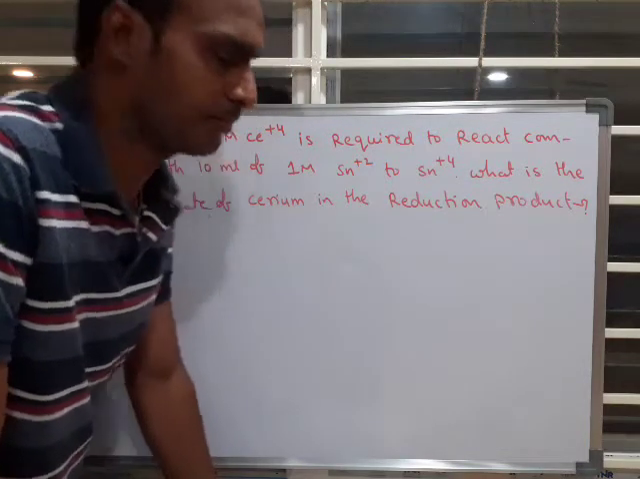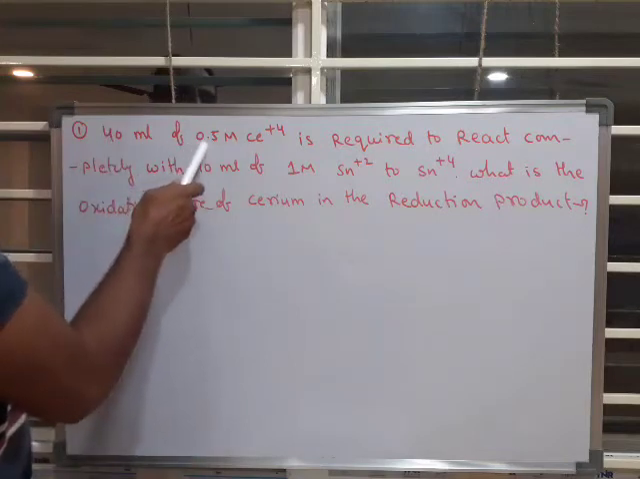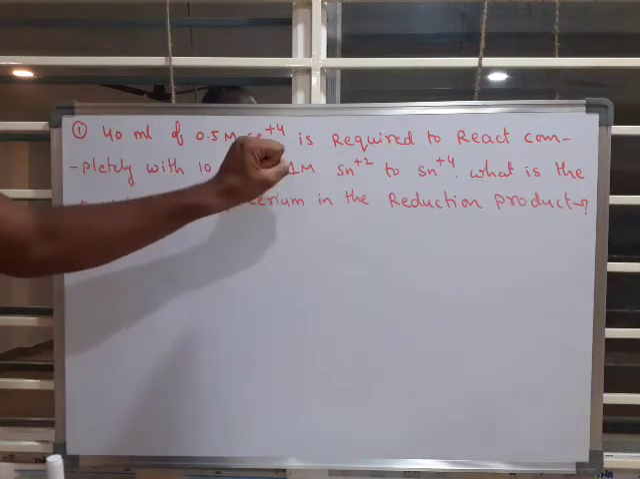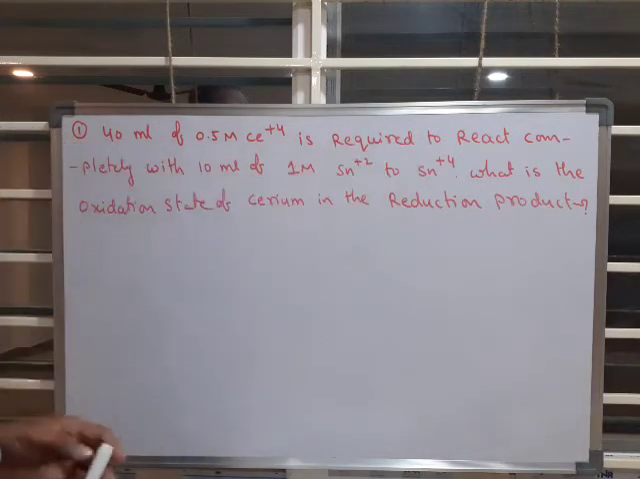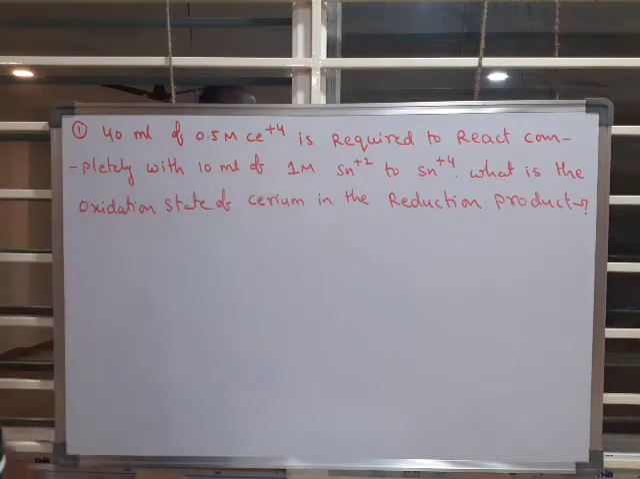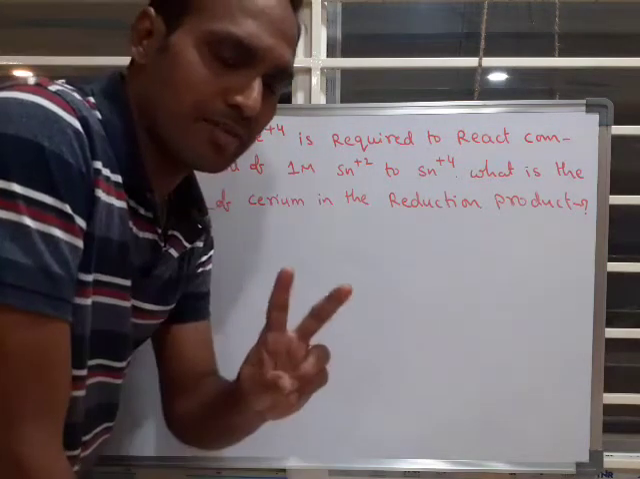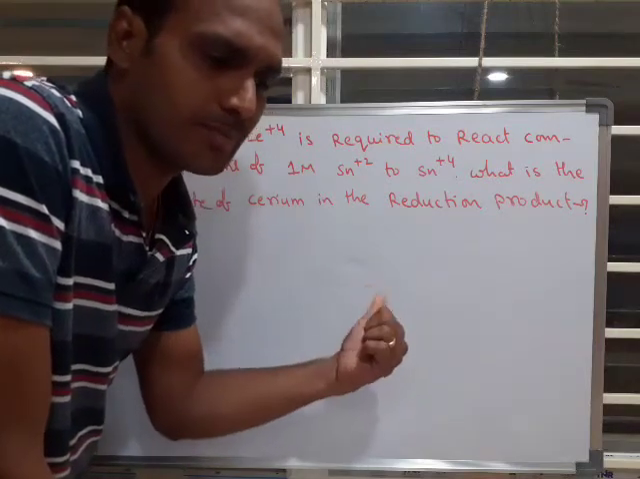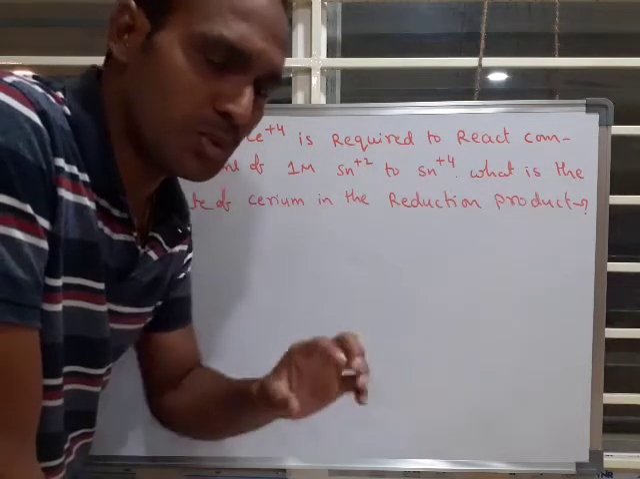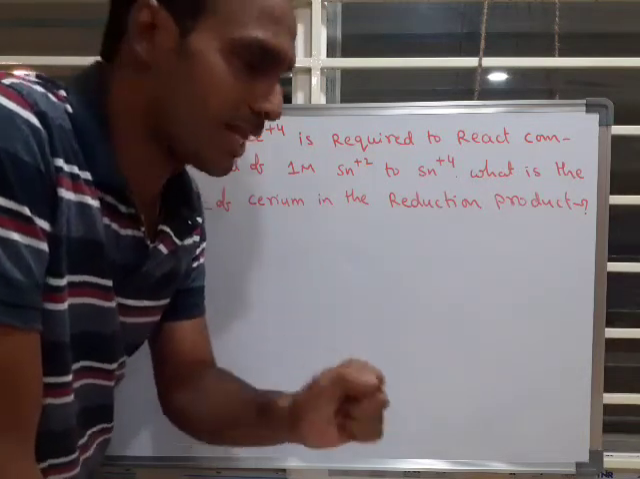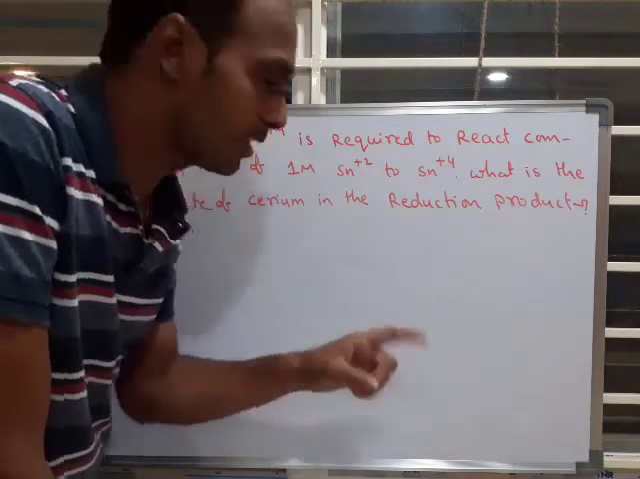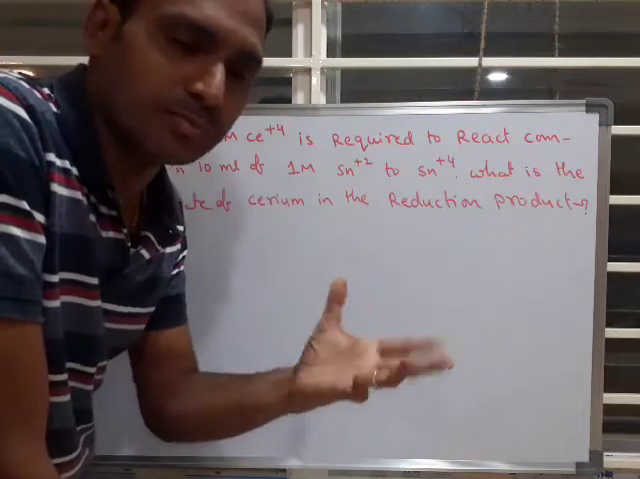See the problem. 40 milliliter of 0.5 molarity ceric, Ce+4, is required to react completely with 10 milliliter of 1M stannous. We know that tin has two states. The least state is stannous, the highest state is stannic, Sn+2 and Sn+4. So the stannous here is oxidized to stannic, and here cerium+4 is reduced.